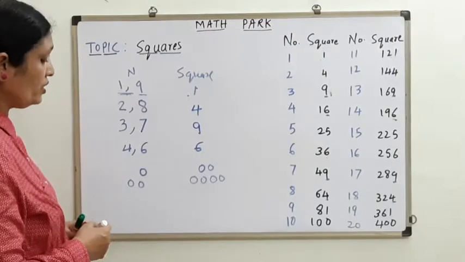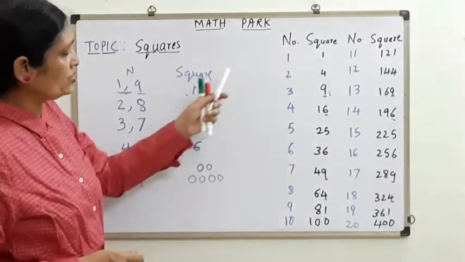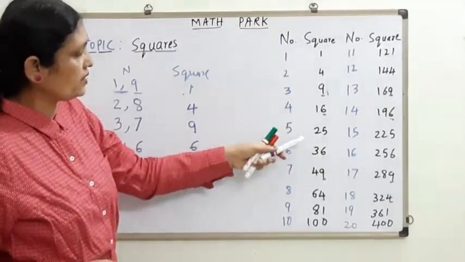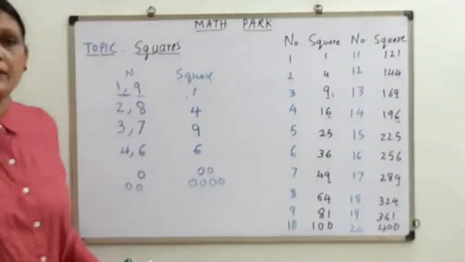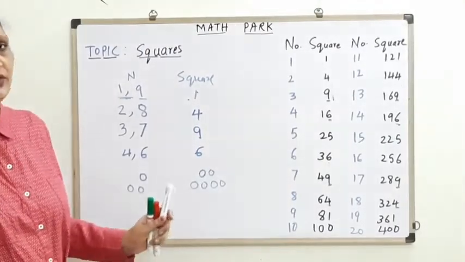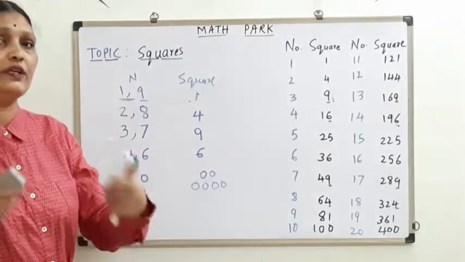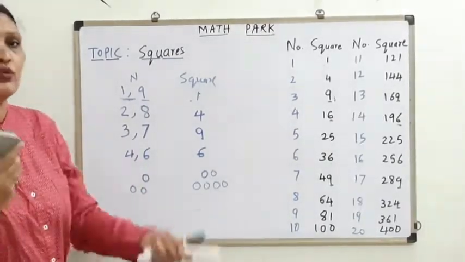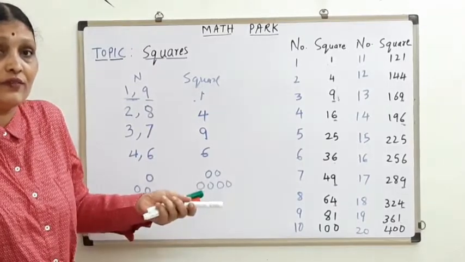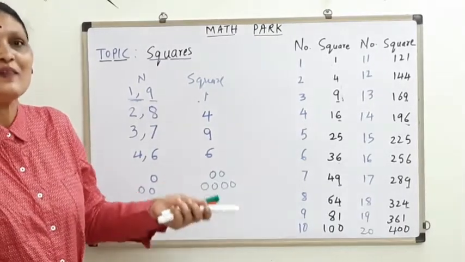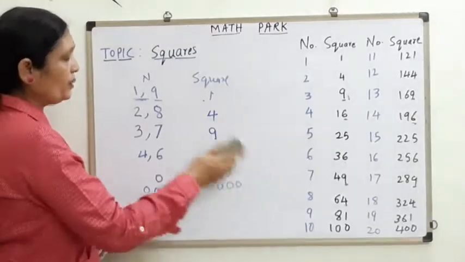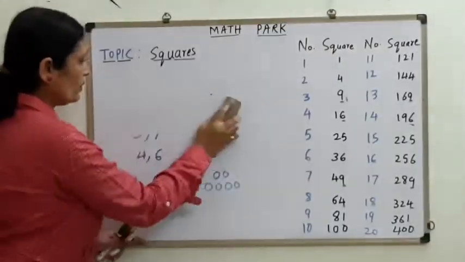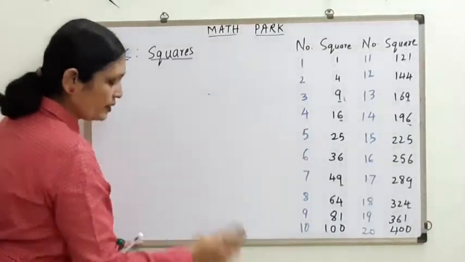Okay, now children, we have seen that the numbers which are ending with 1, 4, 9, 6, 5 or 0 may be perfect squares. But every time, the numbers ending with these digits will not be perfect squares. How to determine whether the given numbers are perfect squares or not, that we are going to learn in the next video. So these properties understood.